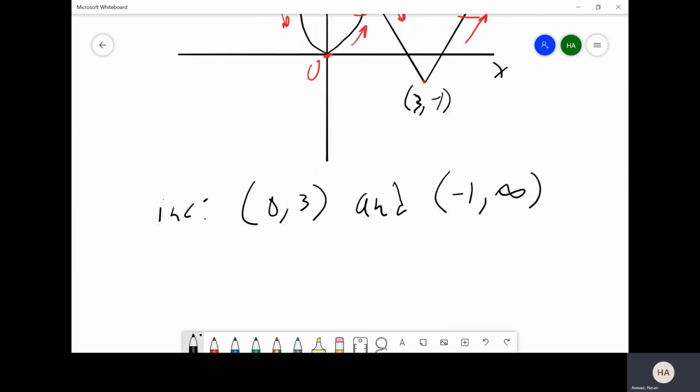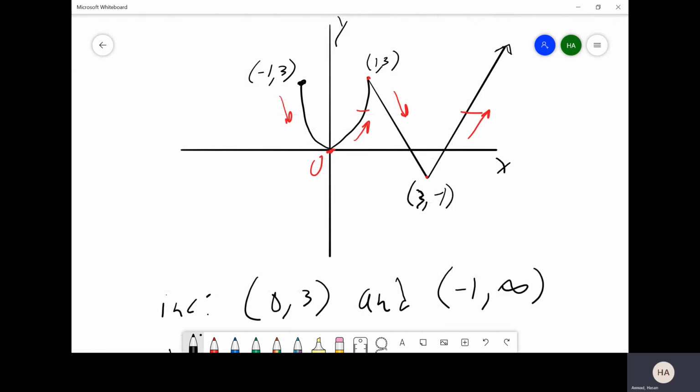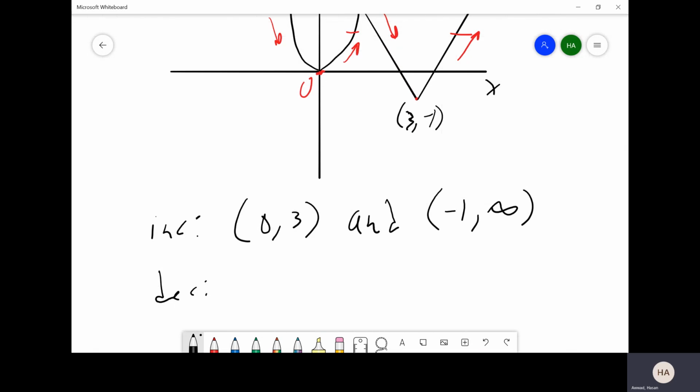And now, when is it decreasing? Well, it's decreasing, again, reading from left to right. Well, it's starting from 3, and it goes down to 0, right? So that means that it's decreasing from the point. Oh, I'm sorry.